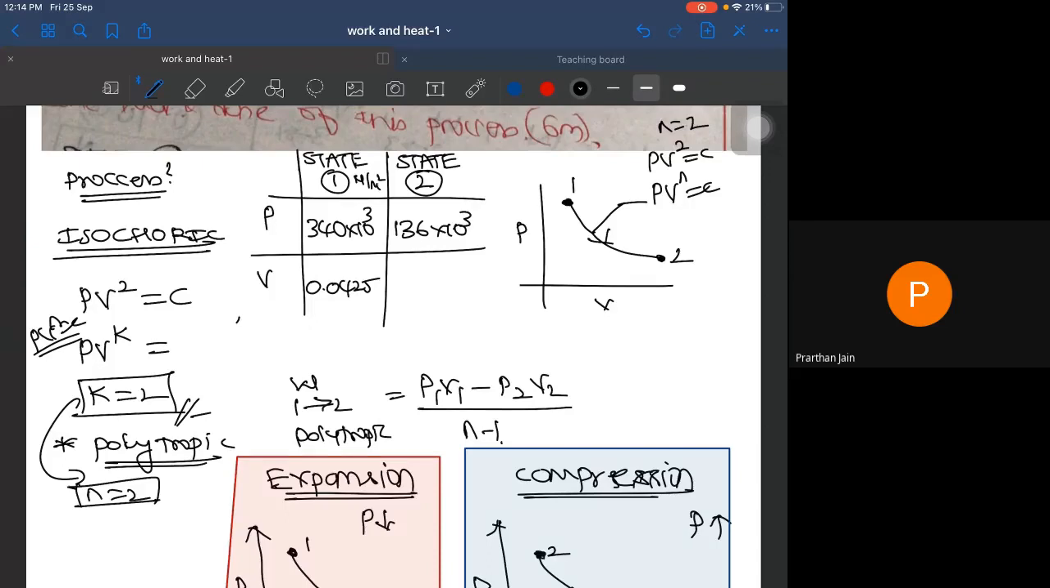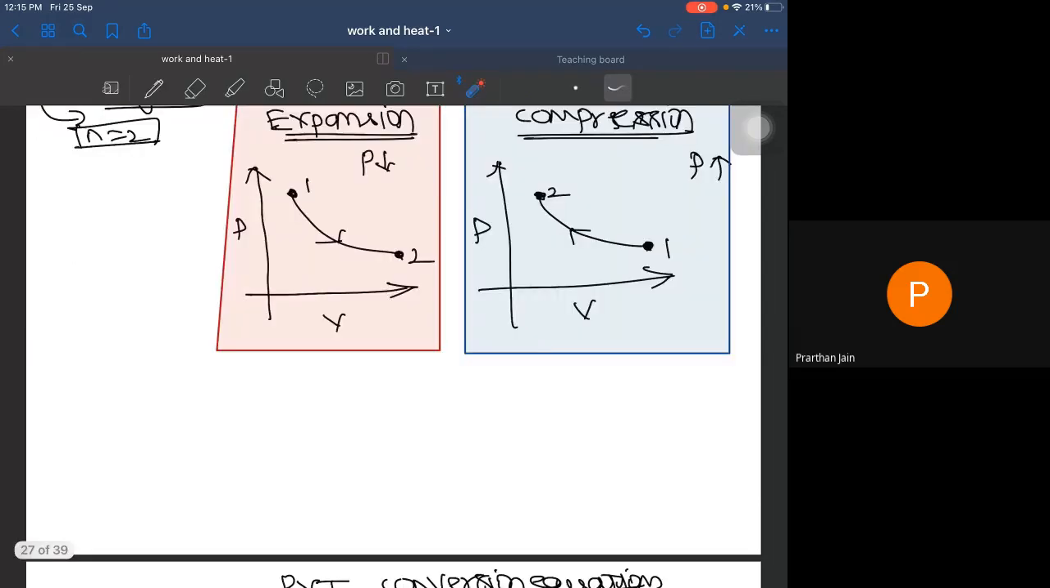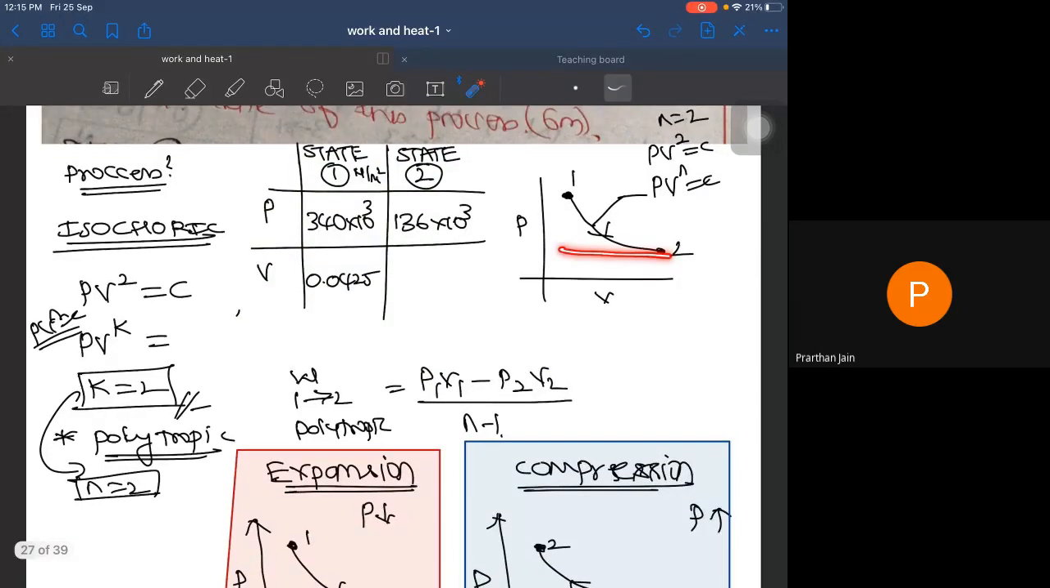So the state 1 is at the top and the state 2 is at the bottom. The pressure will start decreasing from state 1 to state 2 and your volume will start increasing from state 1 to state 2 like this. So pressure gets decreased and the volume gets increased. So this is what happened in a polytropic process. We have analyzed it and we have noted that the polytropic work done is given by P1 V1 minus P2 V2 divided by n minus 1. We have noted it down also.